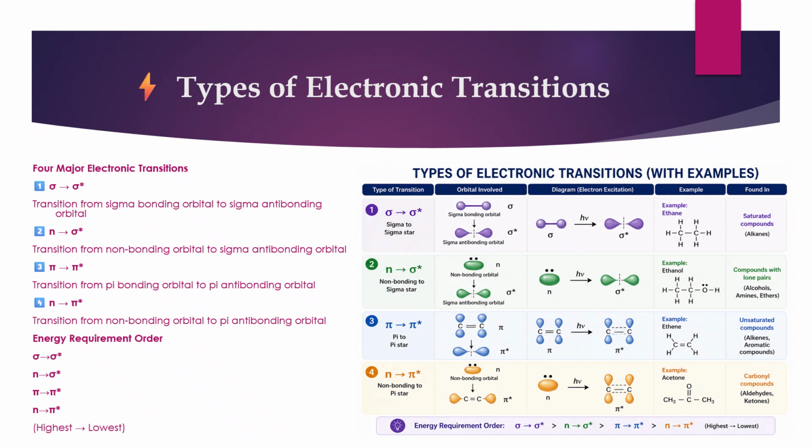As shown in the image, each transition requires a different amount of energy depending on the energy gap between the orbitals. This difference in energy determines the wavelength region where the absorption occurs. Understanding these transitions is very important because they help us to interpret UV visible absorption spectra and analyze the molecular structure.